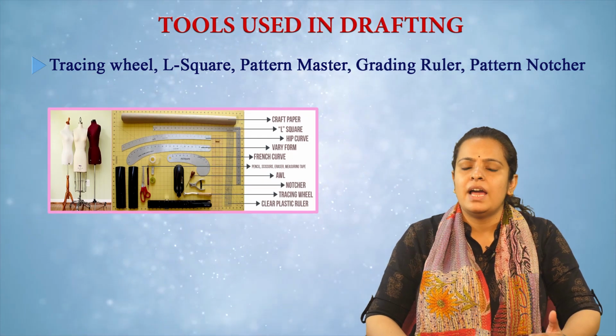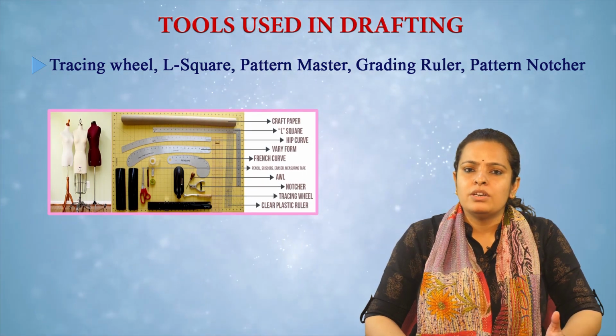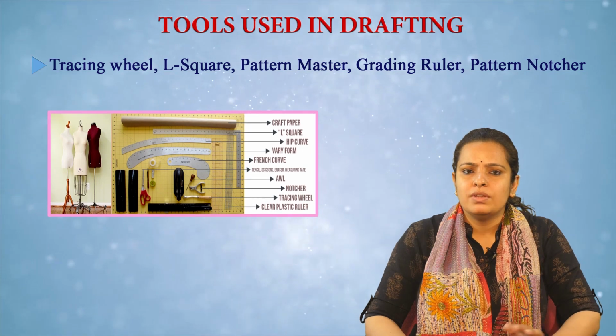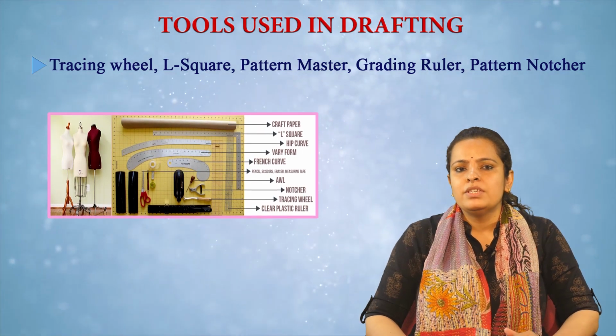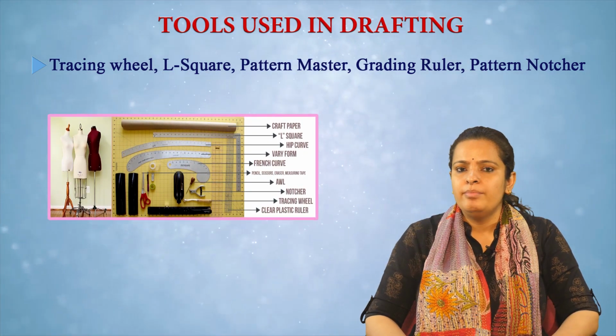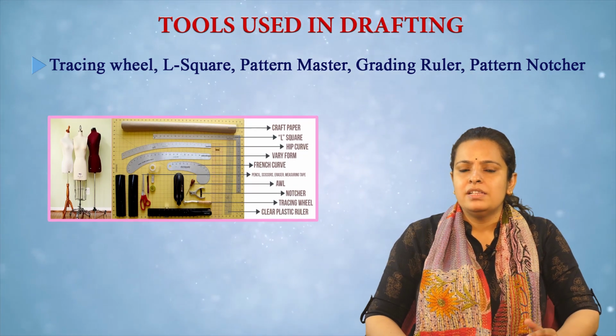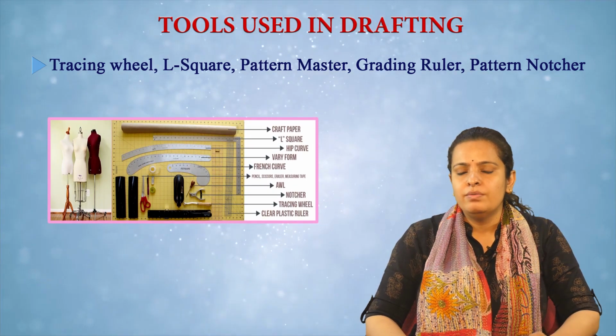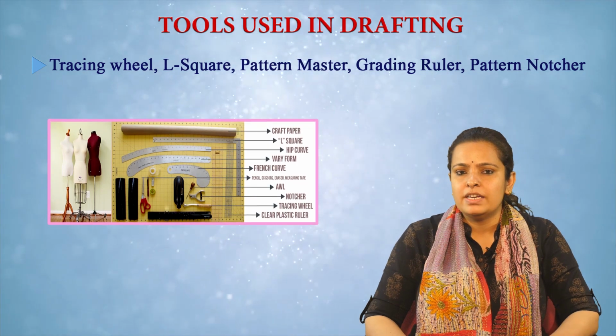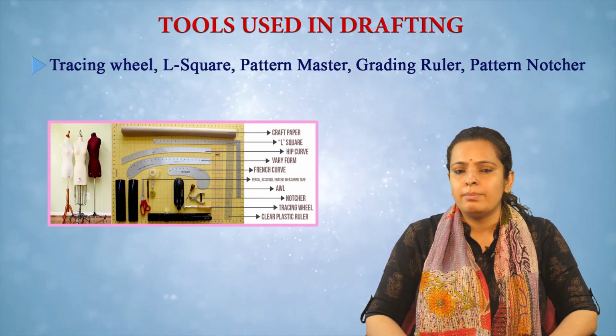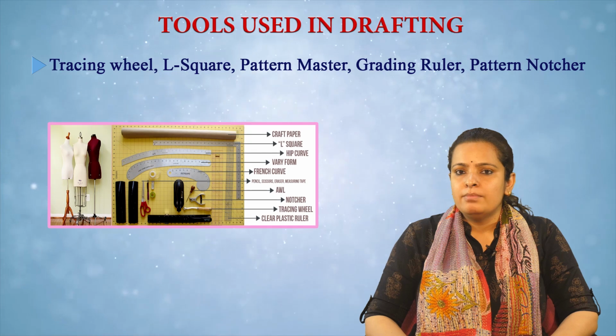If we have a design, we just put it on the pattern paper and, with the use of a tracing wheel, we transfer the design onto the pattern paper. We have the L square shape scale, which we use while we are drafting the pattern. We have the pattern master.